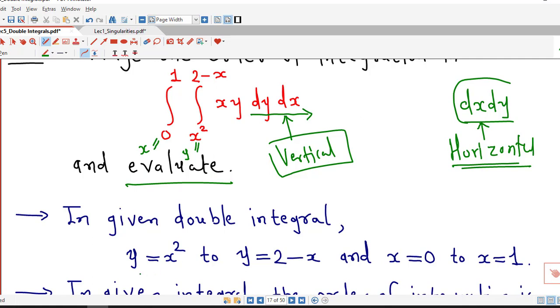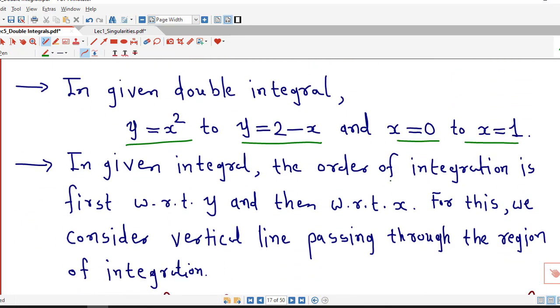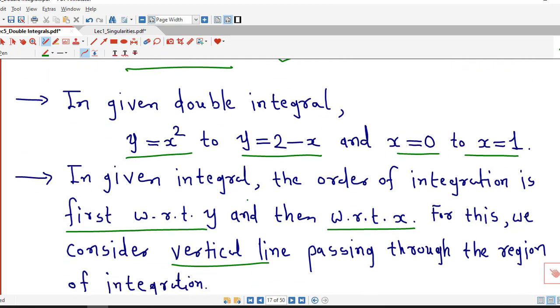In the given double integral, y is from x square to y equal to 2 minus x and x is from 0 to x equal to 1. So in the given integral, the order of integration is first with respect to y and then with respect to x, and as we know this order is obtained by considering a vertical line passing through the region. Now to change the order of integration we have to consider a horizontal line passing through the region. Before that we have to sketch the region of integration.